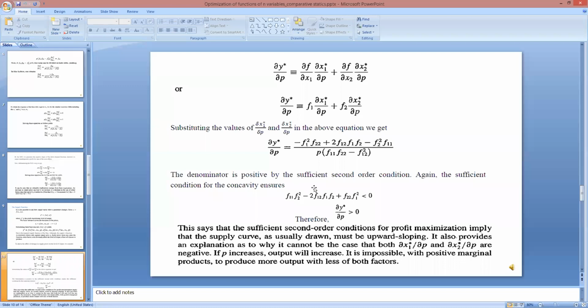Now, once we get this result, the question is, what will be the sign of this del y star by del p? For the denominator, you did it several times, and I hope you understand it will be positive, because p is positive, as well as the Hessian determinant. If it is a maximization exercise, then the second order condition makes it positive. Now, what about the numerator?